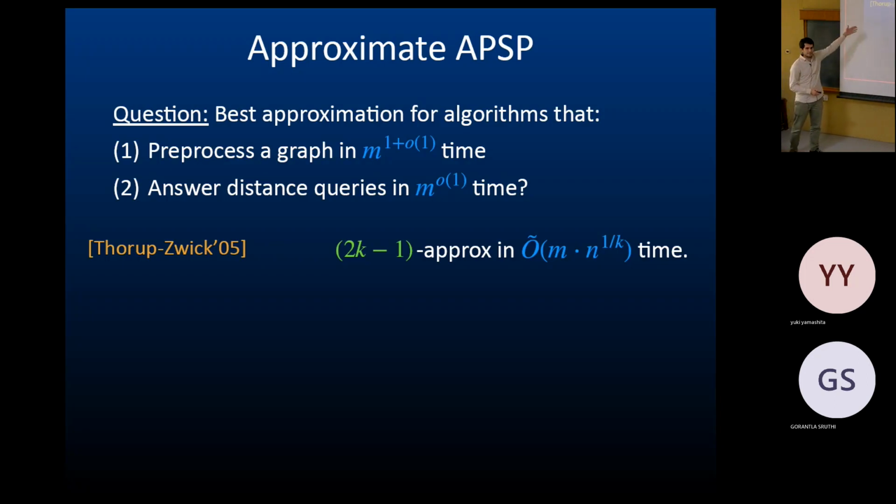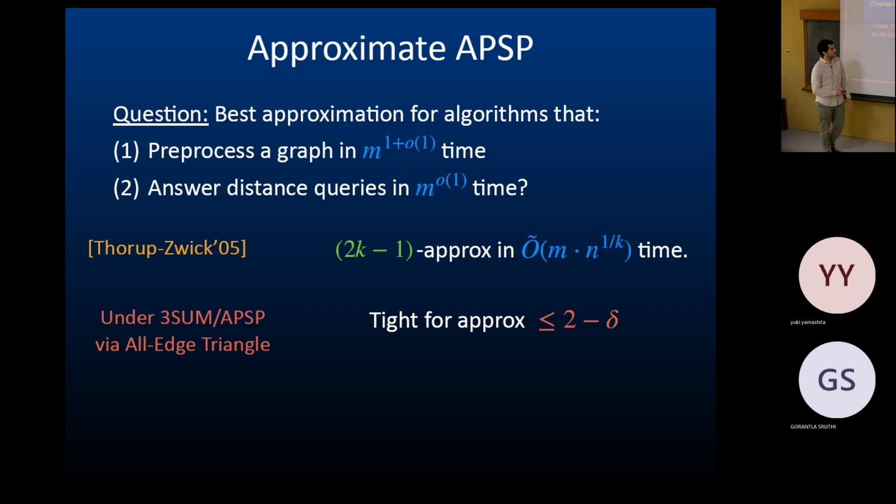There's a classical distance oracle by Thorup and Zwick, which gives you this kind of bound. You can solve this problem with preprocessing time m times n to the 1 over k, where k is controlling the error. With this time, you get 2k minus 1 error. So if you want to get closer and closer to linear time, you get worse and worse error. This is a classical expression.